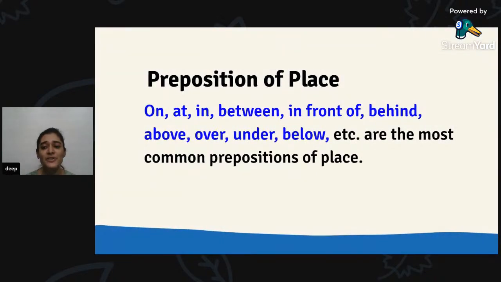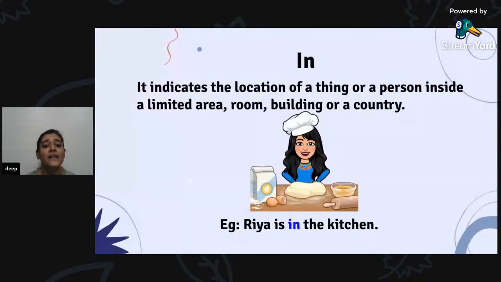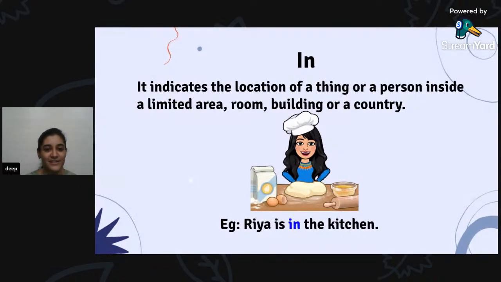Some of the prepositions of place and position are in. It indicates the location of a thing or a person inside a limited area, room, building, or a country. So you can see in the picture, Ria is in the kitchen. So here in is the preposition. Ria is in the kitchen. So can you type in in the chat box below?